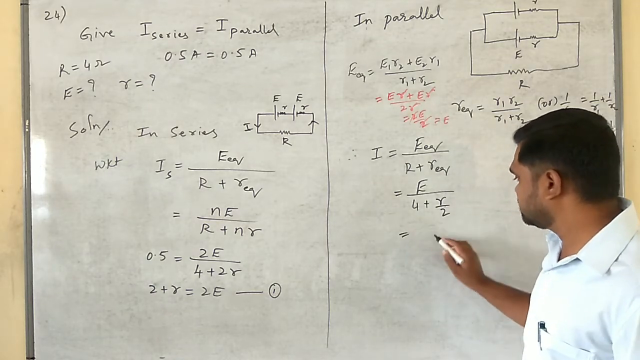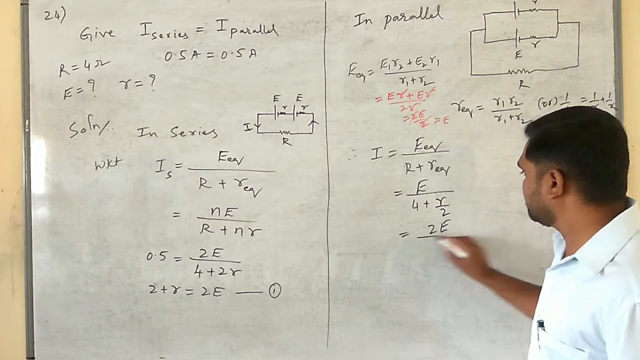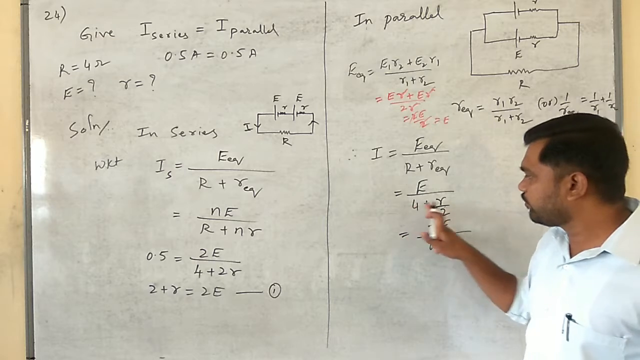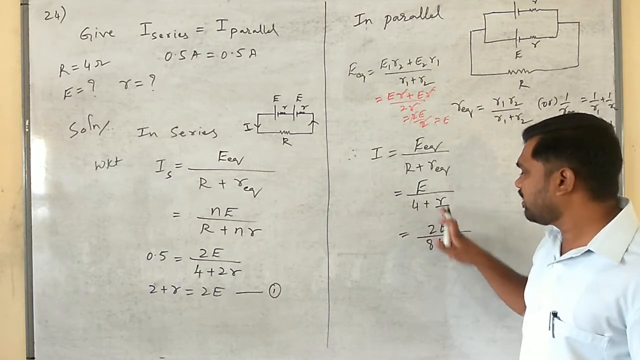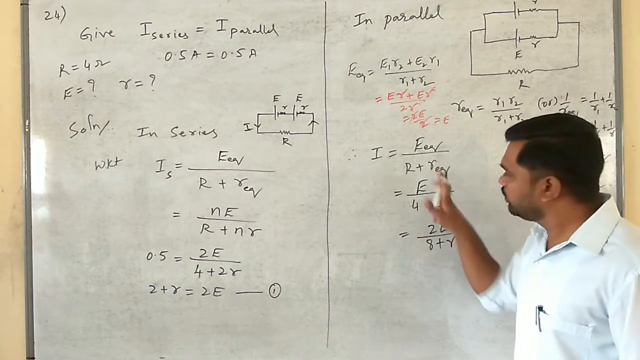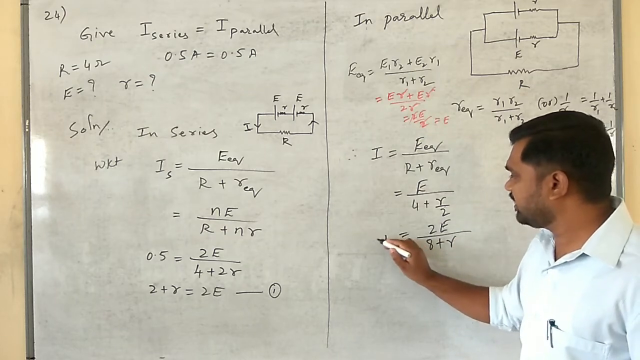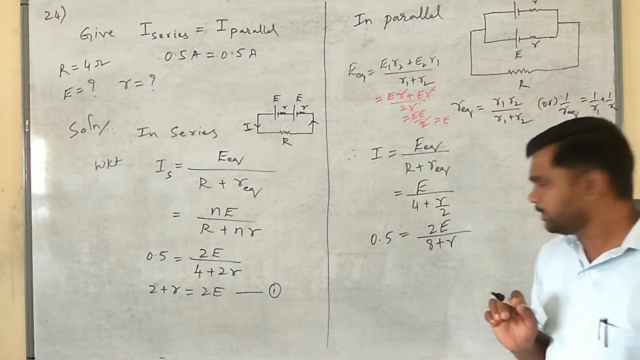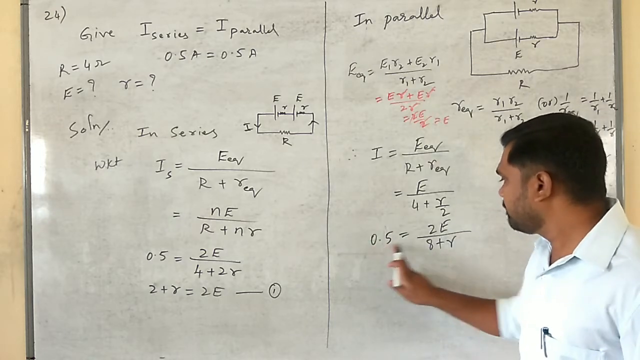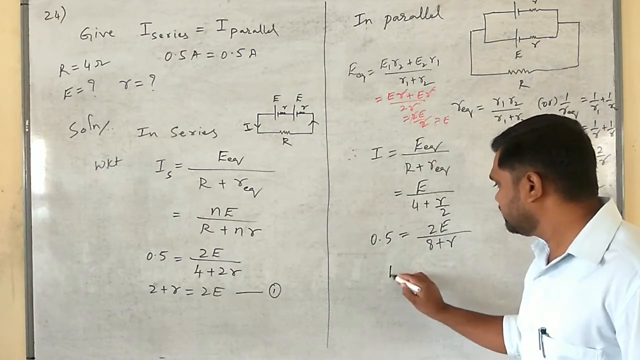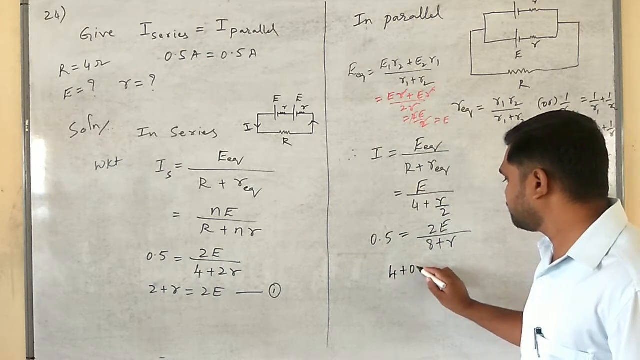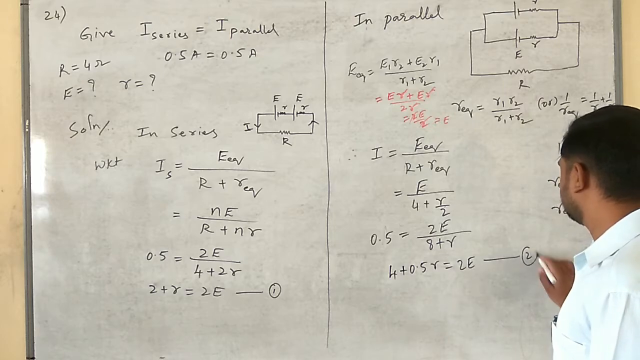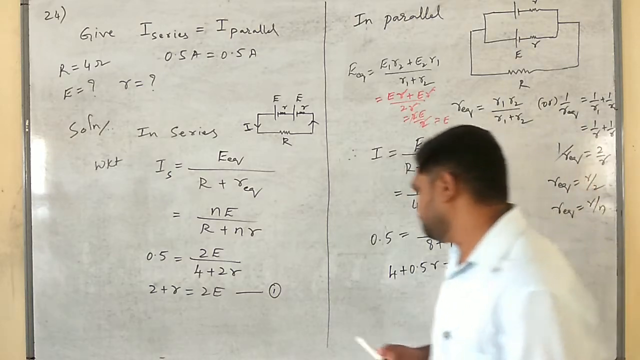Okay. On solving this, we get I = 2E divided by 8 plus r. Cross multiplication: 4 into 2 is 8, r as it is, and the 2 goes to the numerator. This is I. The value of I is 0.5. Next, cross multiplication. 0.5 into 8 is 4. 4 plus 0.5 r is equal to 2E. This is equation number 2.